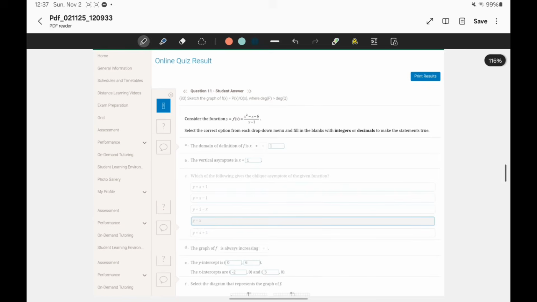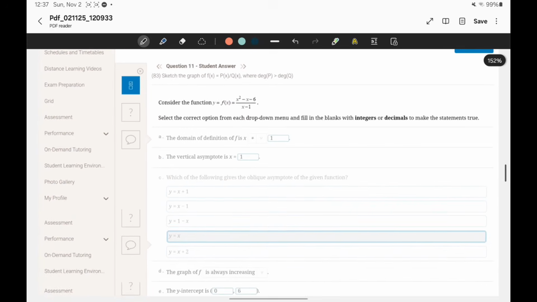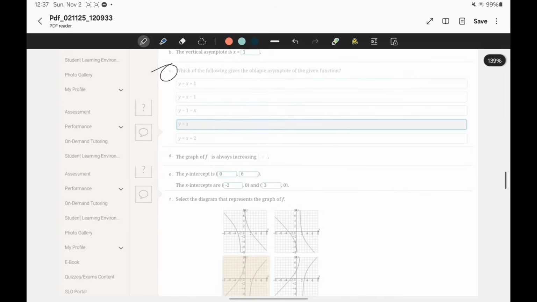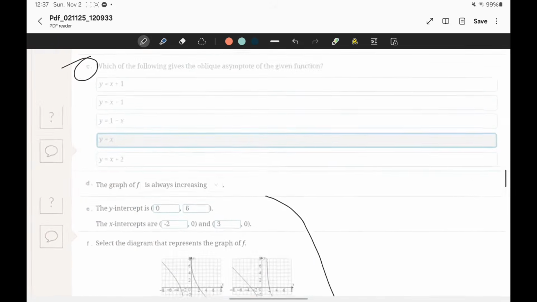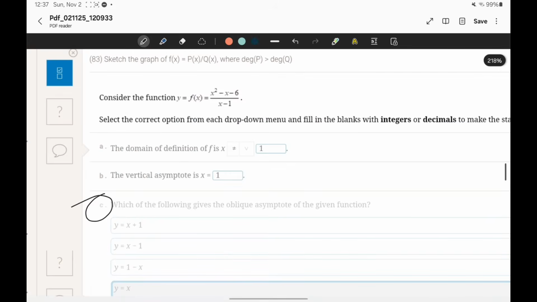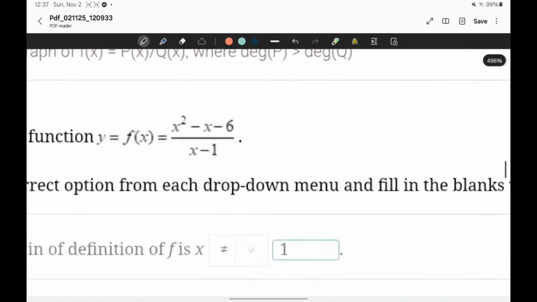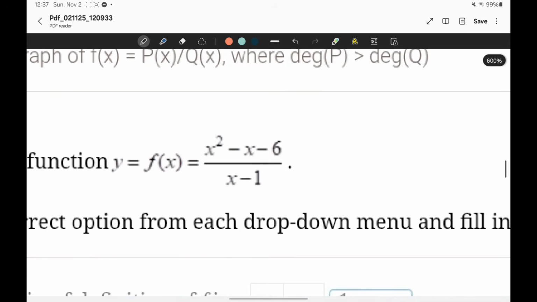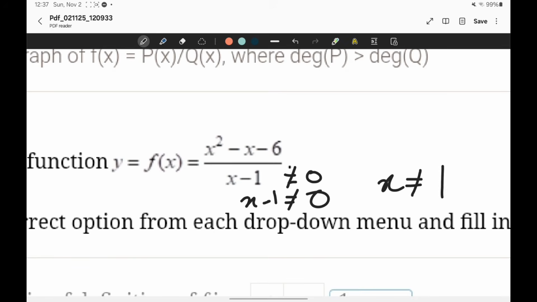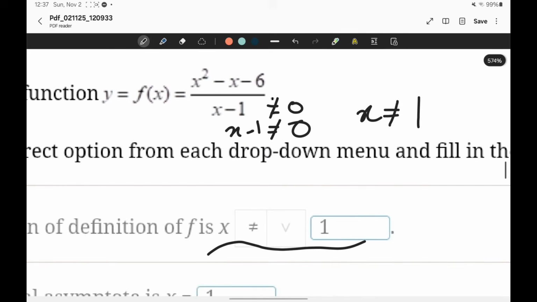Again, number 11 is the same thing, but I will solve part C, because this one is new. The rest after that is like the question we solved before. So part A, they want the domain. Remember we said if there's a fraction, then we can't have this equal to 0. So that means x minus 1 does not equal 0, so x is not equal to 1. And that's your first part's answer.